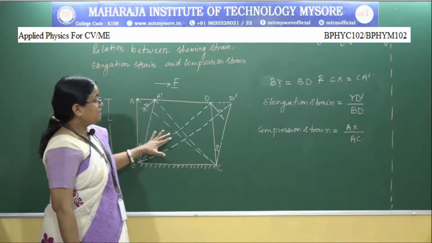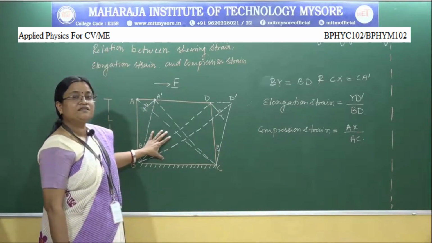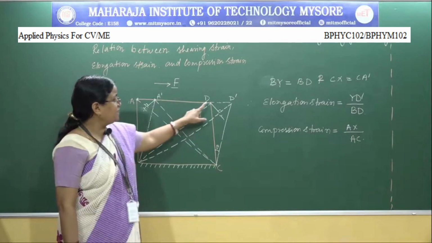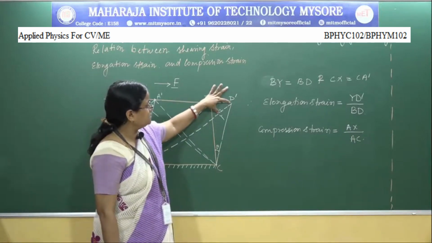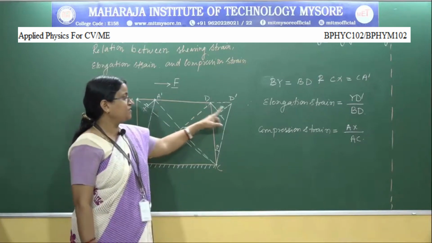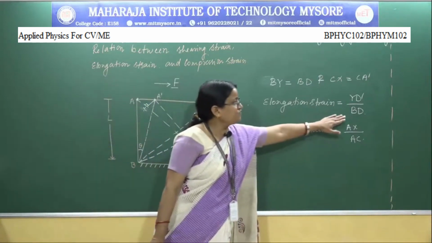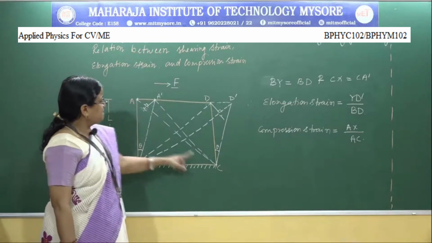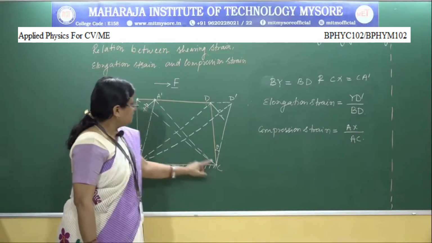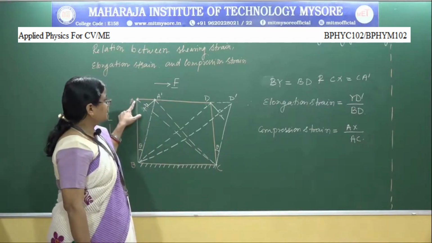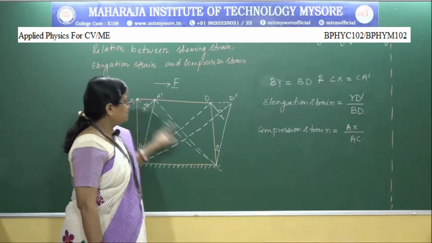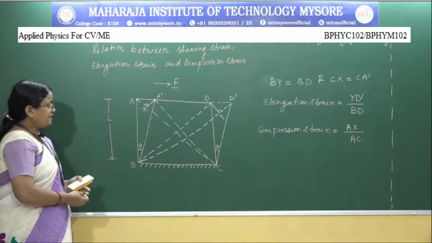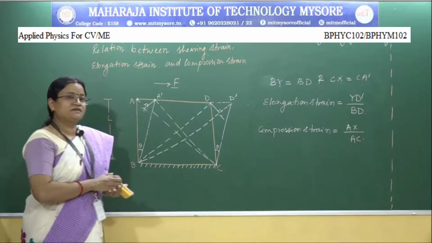So therefore, elongation strain we define as the change in the dimension by the original dimension. The elongation is along BD, so the change is YD dash and the original is BD. So the elongation strain can be written as YD dash divided by BD, and the compression in AC is by AX. So change by original, the compression strain will be equal to AX by AC. Now our next step is to find the length of the diagonal.